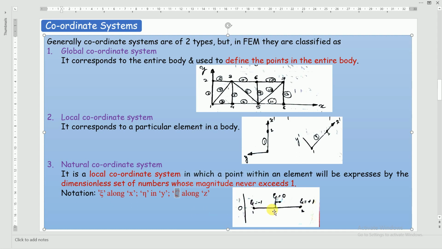You can see, if this is your 1D element having nodes 1 and 2, then at the center of the element the value of the natural coordinate will be 0. On the left-hand side, the value will be -1. On the right-hand side, it will be +1. Got it? This is about the three coordinate systems in FEM: global coordinate system, local coordinate system, and natural coordinate system.